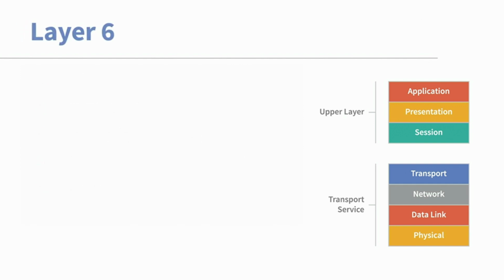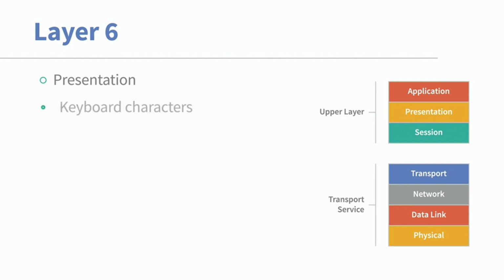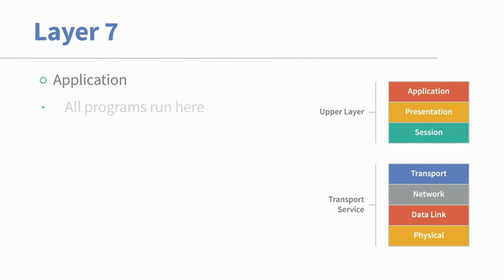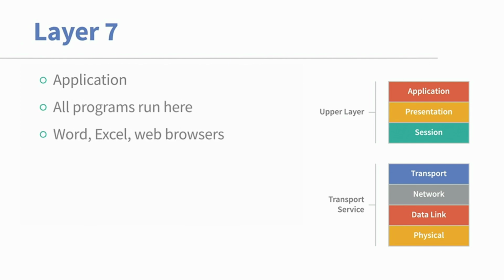The presentation layer is all about presentation, presenting an application in a way that can be used by the user, such as keyboard characters. Without the presentation, the characters would be a jumble. This is also where the encryption happens for a VPN tunnel. The application layer is where your applications or programs live. All programs run here, such as Office, web browsers, apps from the App Store, and everything else.